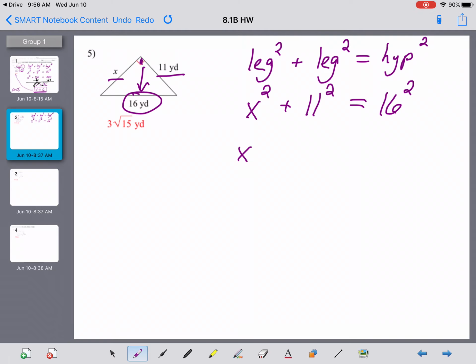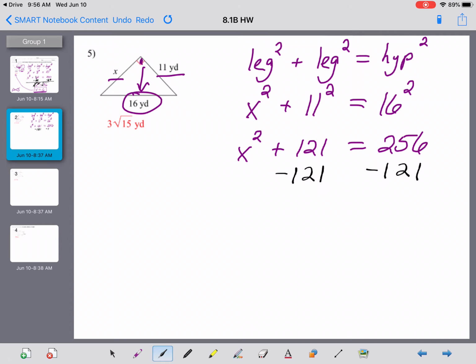Next step down, simplify what you can. X squared plus 121 is equal to the square of 16, which is 256. We're going to subtract that 121 from both sides.